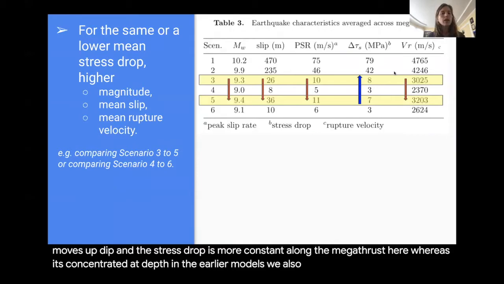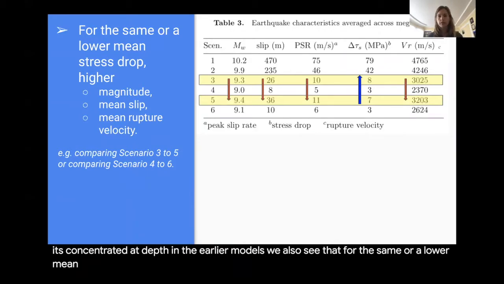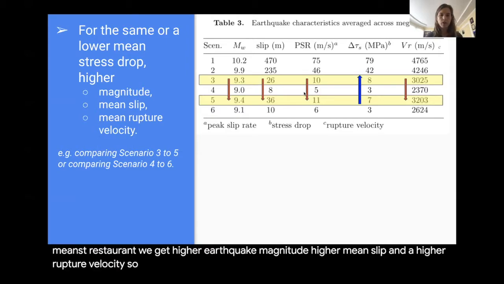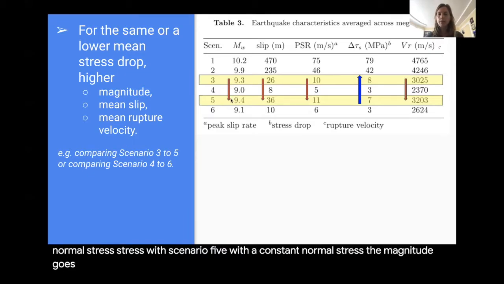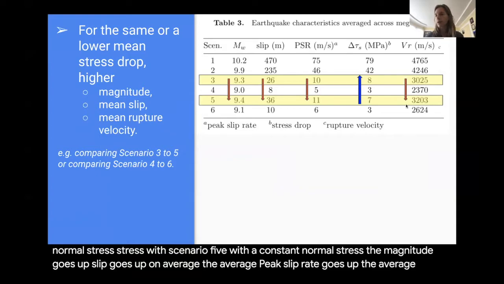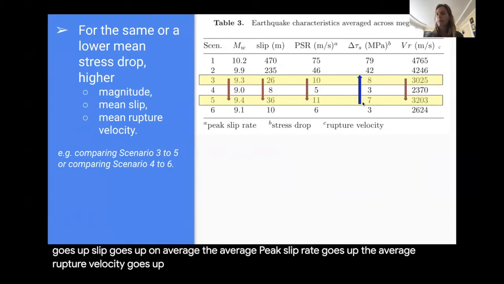We also see that for the same or a lower mean stress drop, we get higher earthquake magnitude, higher mean slip, and a higher rupture velocity. So what do I mean? If we compare scenario 3 with a depth-dependent normal stress with scenario 5 with a constant normal stress, the magnitude goes up, slip goes up on average, the average peak slip rate goes up, the average rupture velocity goes up, but the stress drop actually decreases.